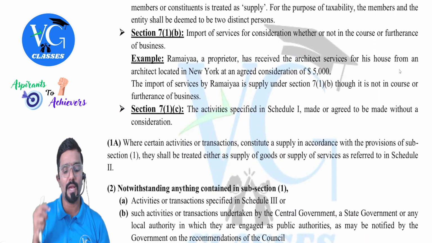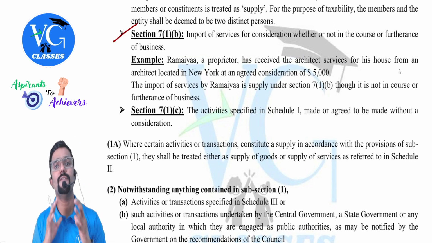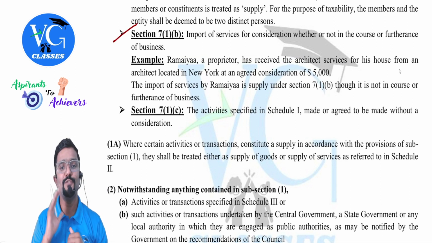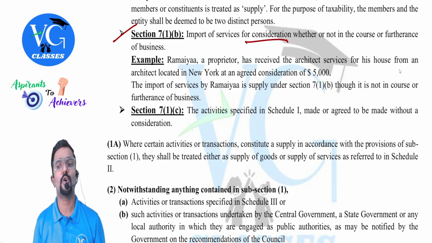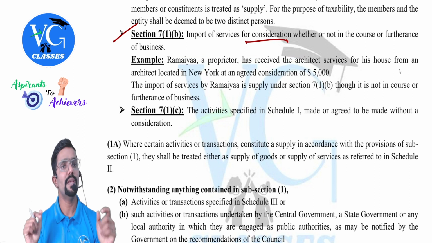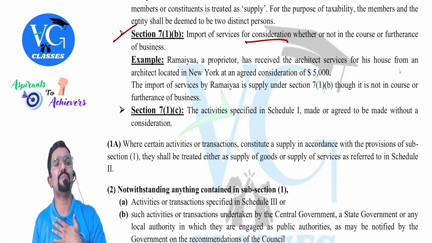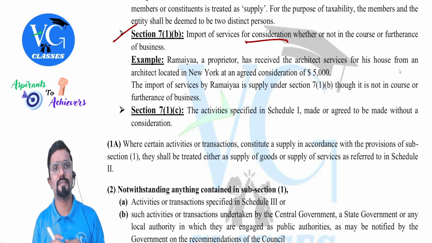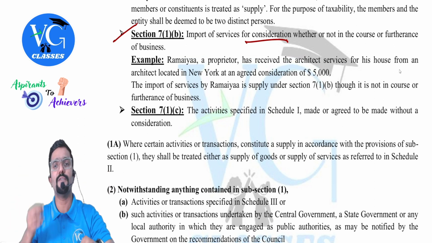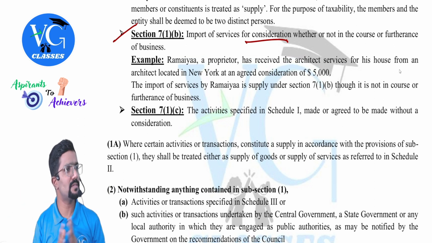7.1b covers import of services. If there is import of services for a consideration, whether or not in the course or furtherance of business, then it is a supply. For example, assume I am importing services for my personal purpose, but for a consideration. Is it a supply? Yes. Now I am importing services for a consideration for my business purpose. Is it a supply? Yes.